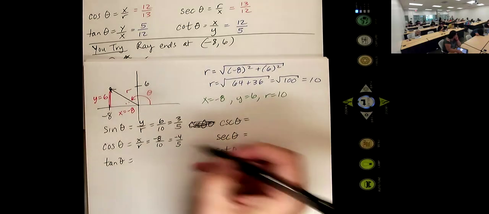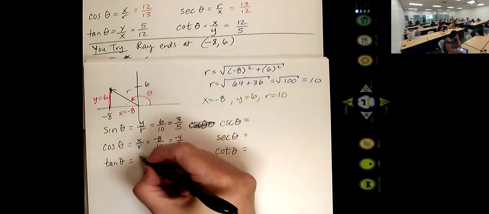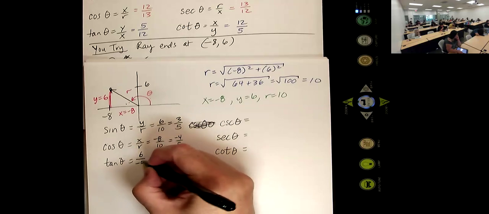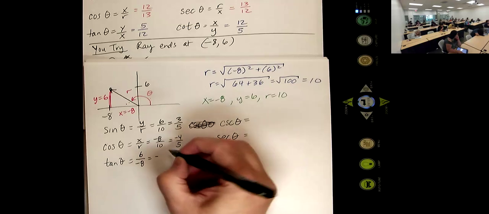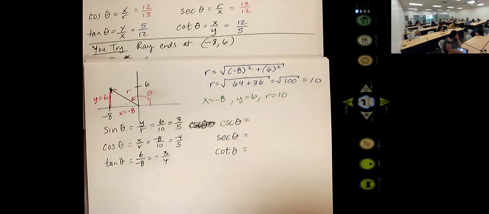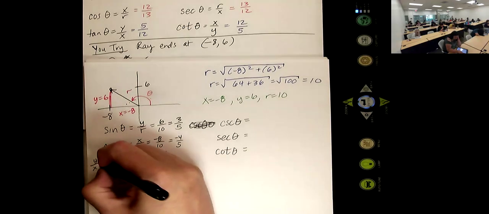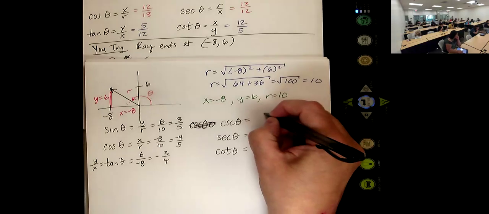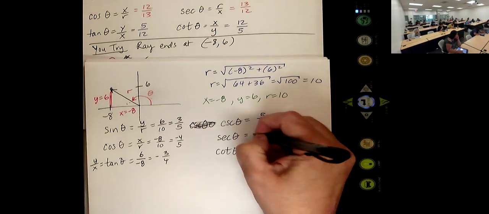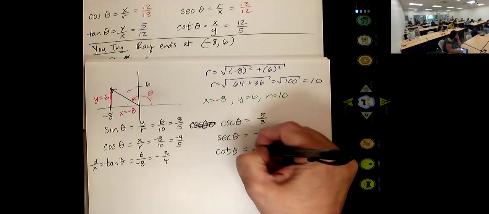And tangent is y over x, y is 6, x is -8. This will reduce to -3/4. And for these, we just flip them. So 5/3, -5/4, -4/3.